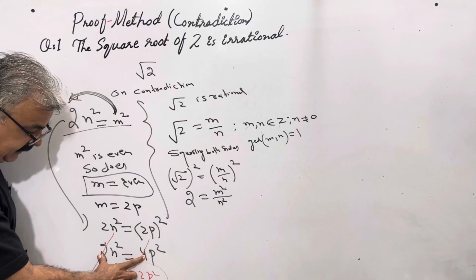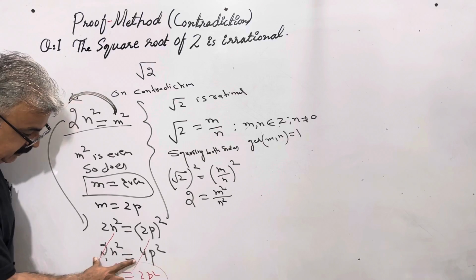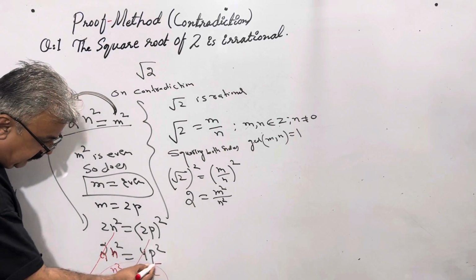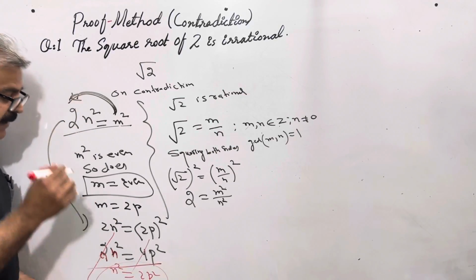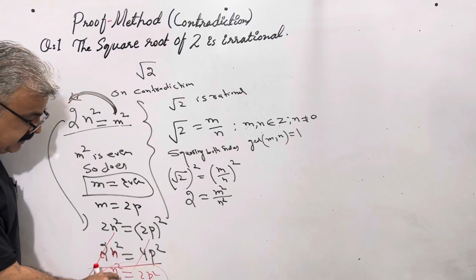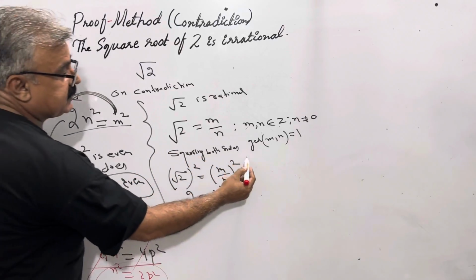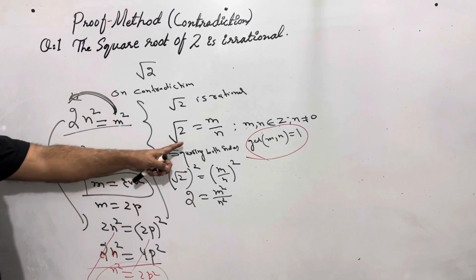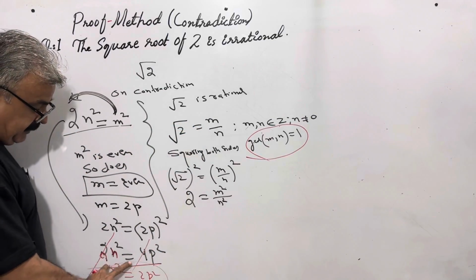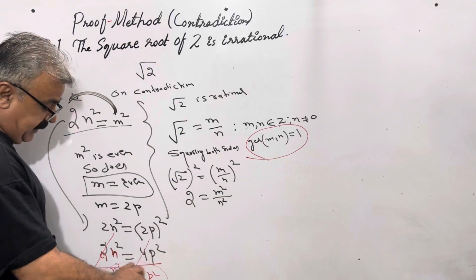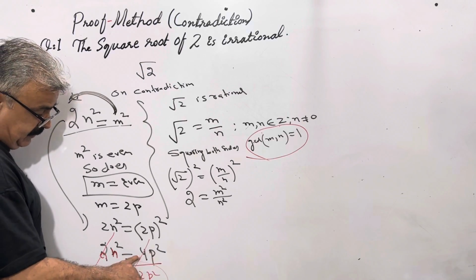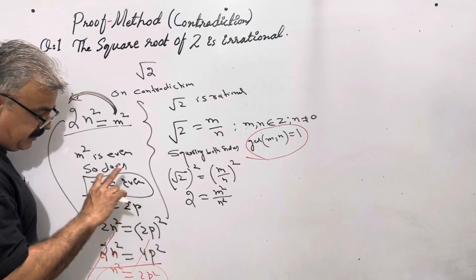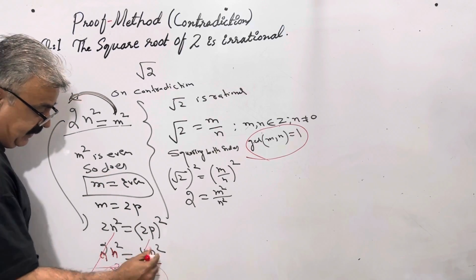2 is a common factor here. Look at this. 2 is a common factor, so we arrive at a contradiction. For a rational number, their GCD must be 1. But here, their GCD seems to be 2. They have 2 as a common factor. So we arrive at a contradiction.